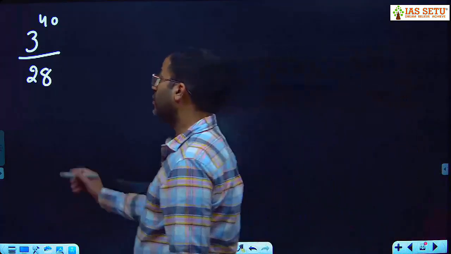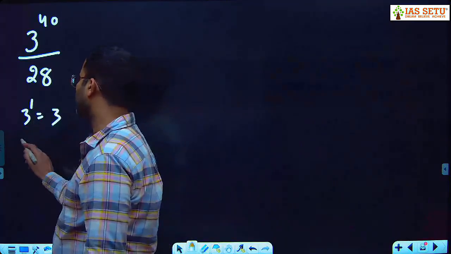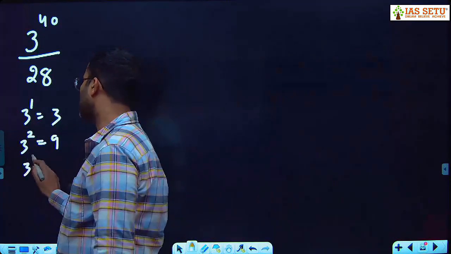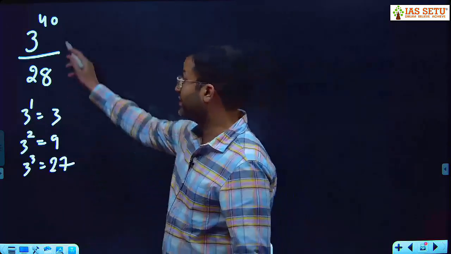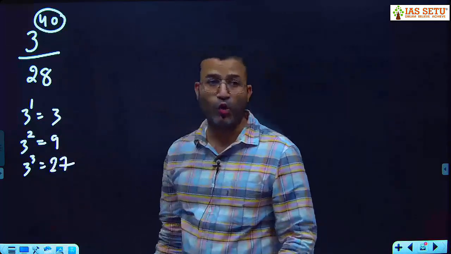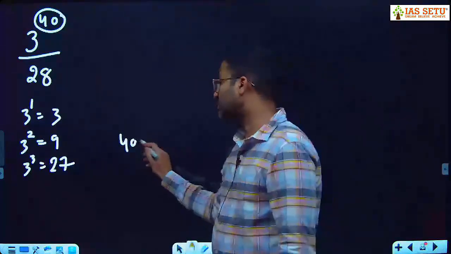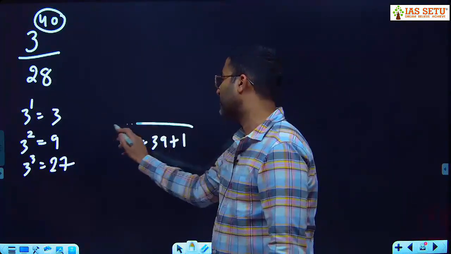Yes. 3 to the power 1 is 3, 3 square is 9, 3 cube is 27. So is 40 an exact multiple of 3? No. So what we have to do is one extra step: 40, we have to break as 39 plus 1.